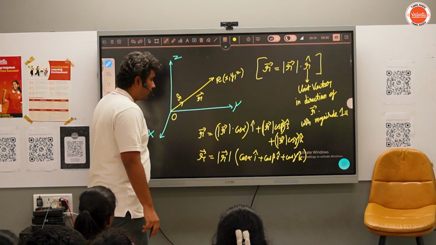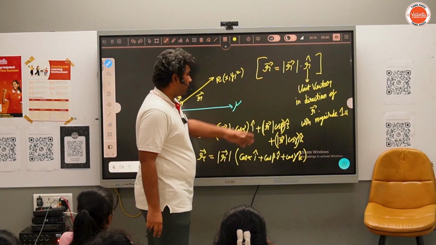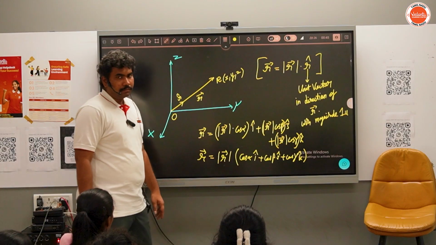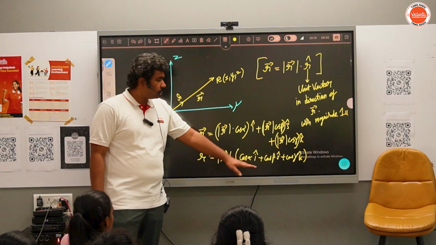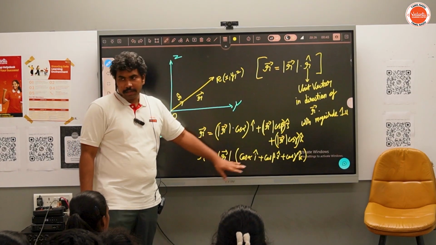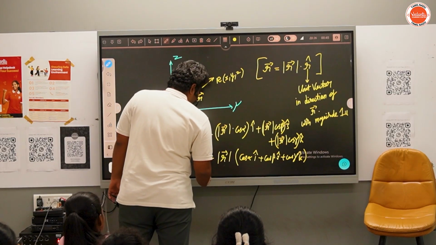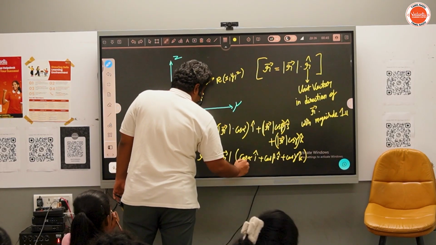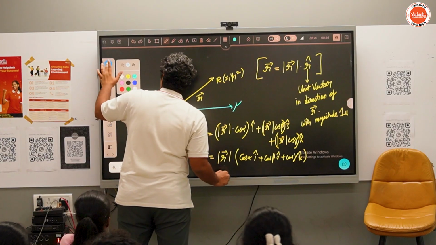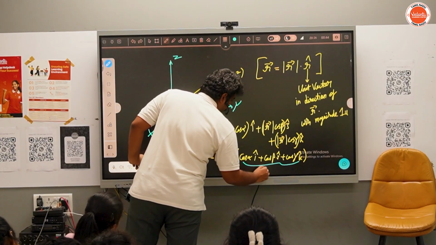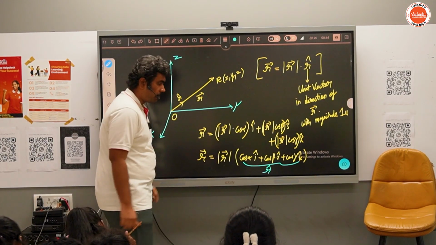Okay, now we can just compare it. So what is R cap? Yes, so this vector is going to represent R cap. Okay, so for any vector R, this is going to be R cap. So make a note of this. This is going to be R cap.